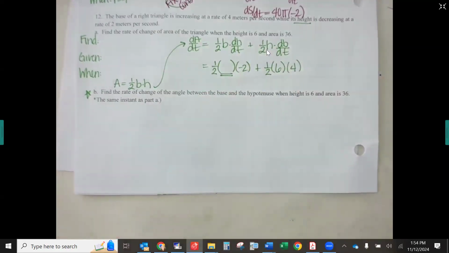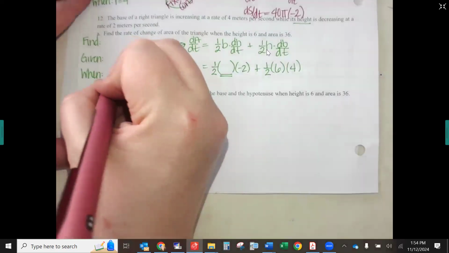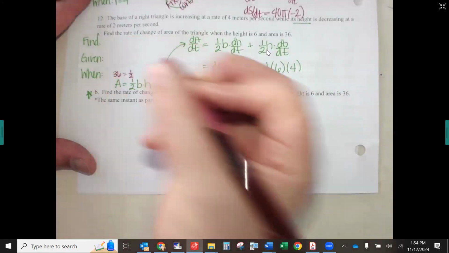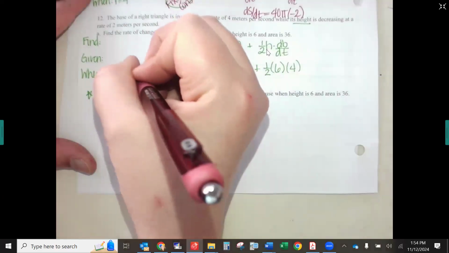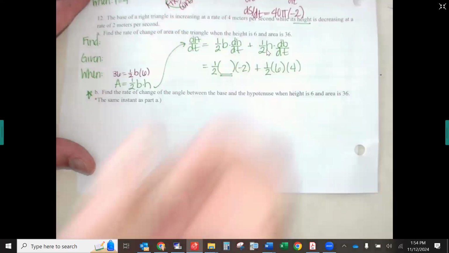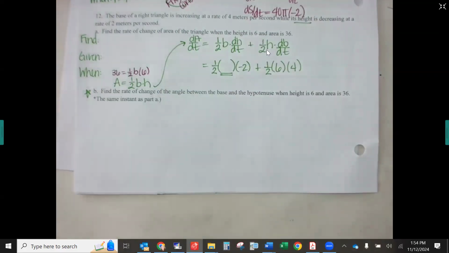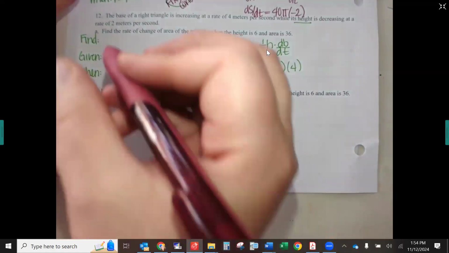This is going to happen over and over again: if you're missing a piece of the puzzle, you go back to the original area equation. What did they tell me besides the height being 6? Area is 36. That's enough for me to find what the base must have been. So I'm going to do 36 equals 1/2, my base is unknown, and my height is 6. What is 1/2 of 6 on this right-hand side? 3b equals 36. Well, then what does the base have to be?